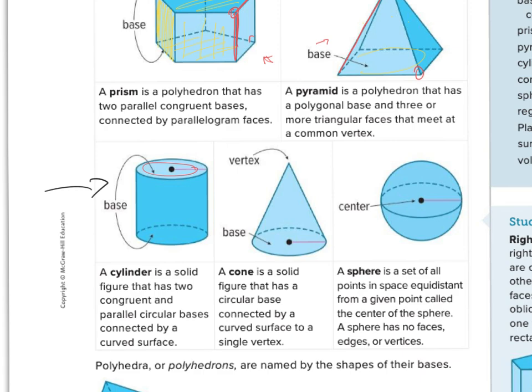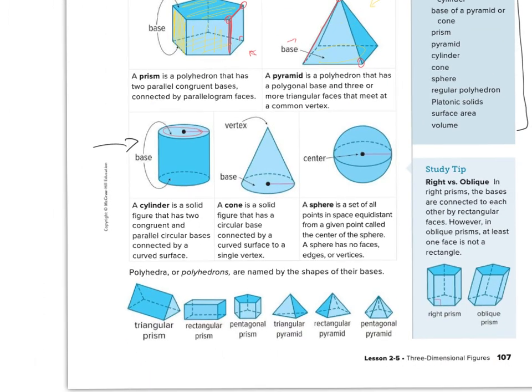The cone, similar to a cylinder, you have a circular base, but only one circular base. Your rounded sides come up to a point called the vertex. Okay, and then a sphere is a set of all points in a space equidistant from a given point called the center of the sphere. The sphere has no edges, no faces, no vertices. Okay, so just understanding some of the terminology there.